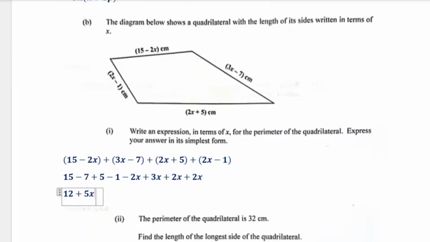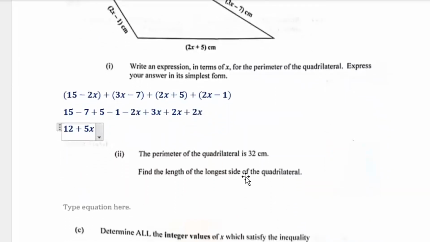So this is just a simple case of algebra. Part 2 now says the perimeter of the quadrilateral is 32 centimeters. Find the length of the longest side of the quadrilateral. So the perimeter is 32 centimeters and they want us to find the longest side.